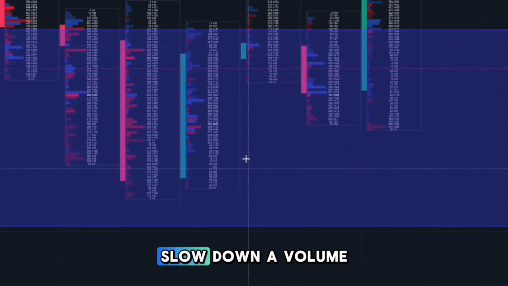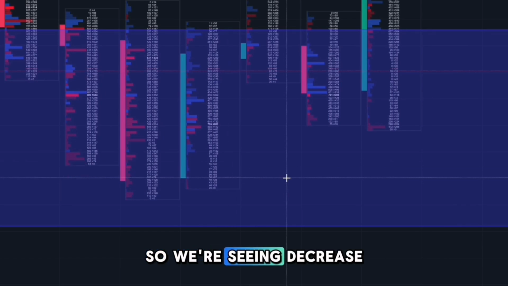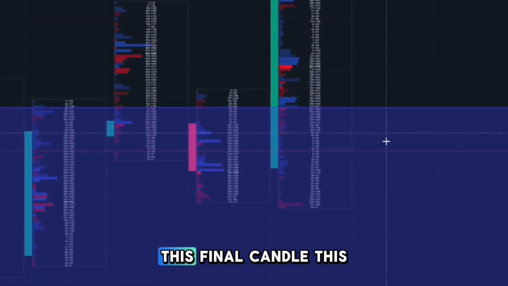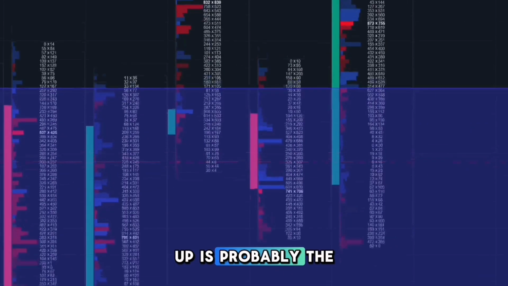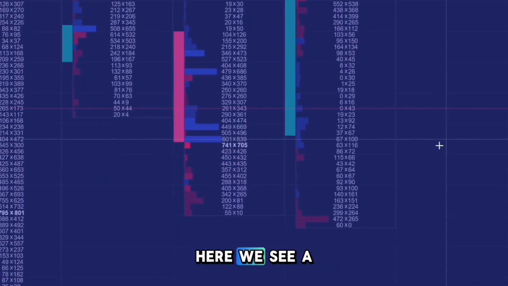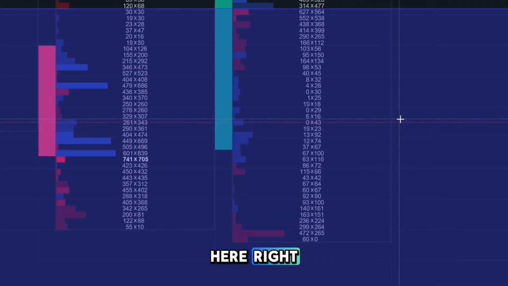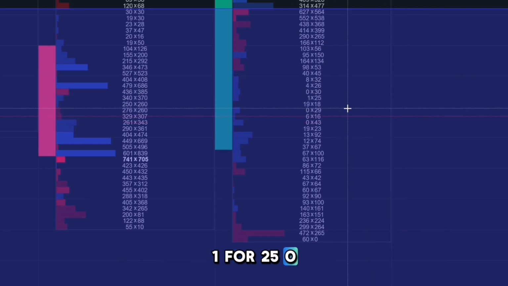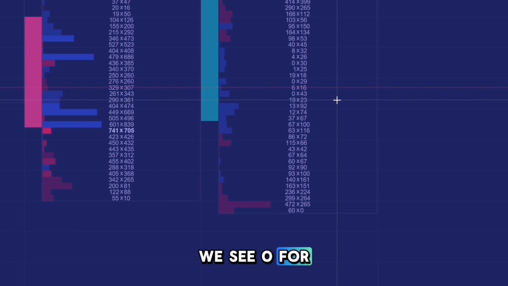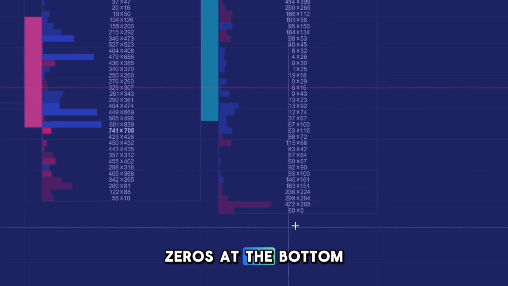We also see a slowdown of volume over here. So we're seeing a decrease in volume, right? Now this final rejection candle before the big move up is probably the most interesting, where if you look here, we see a lot of zeros, right? I want traders to understand we see 0 for 30, we see 1 for 25, 0 for 29, 0 for 43, we see some zeros at the bottom over here.